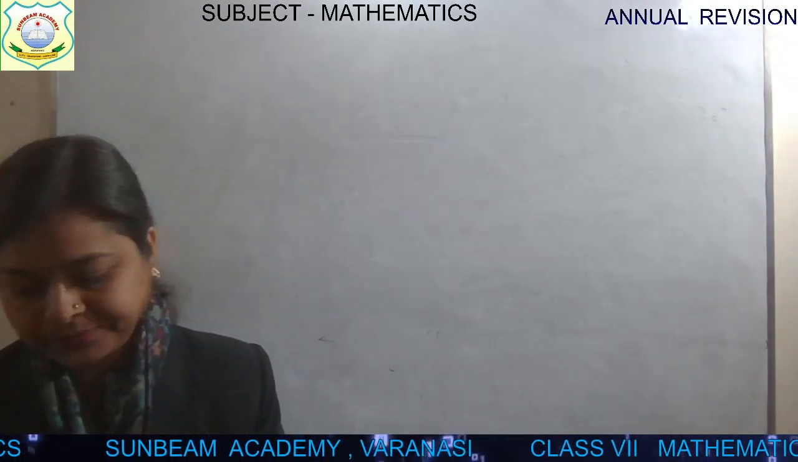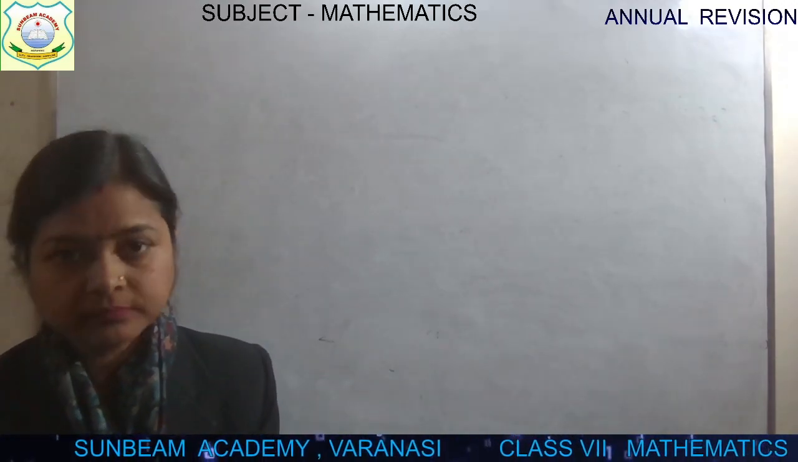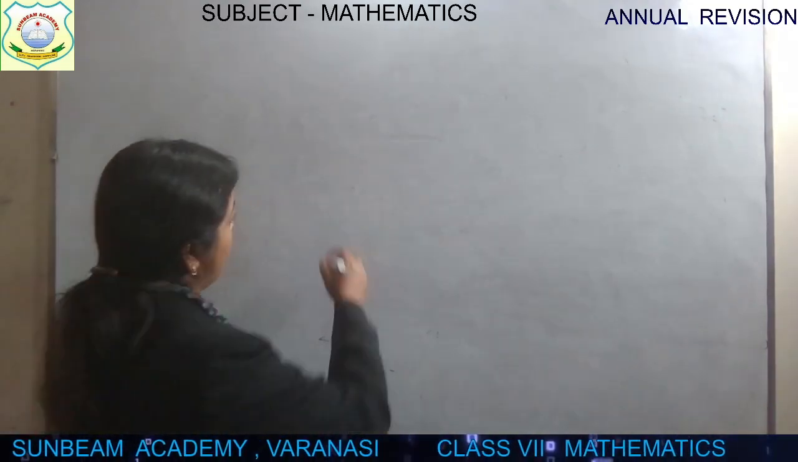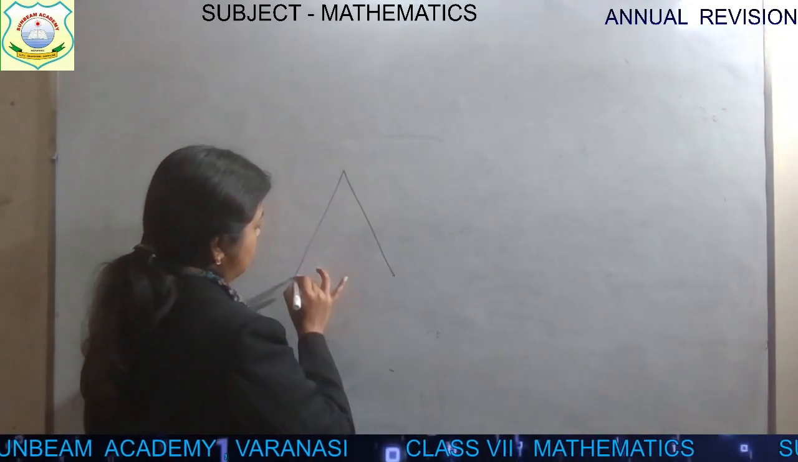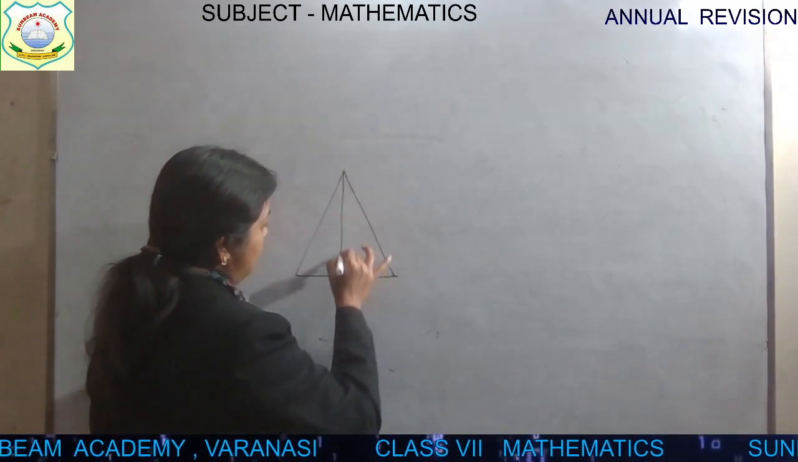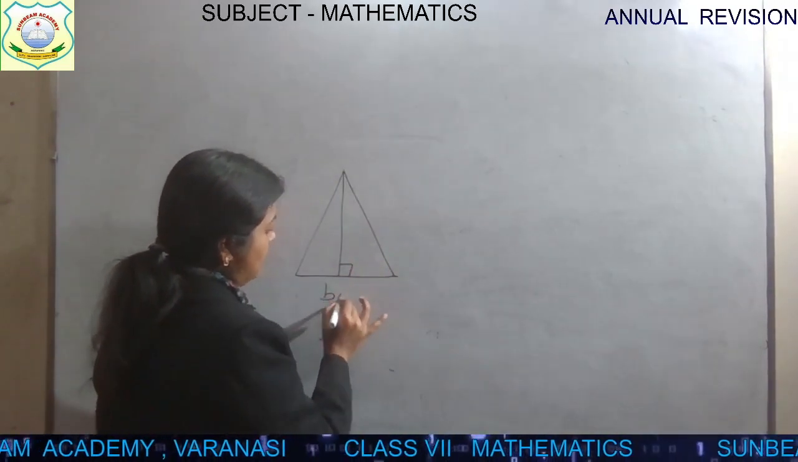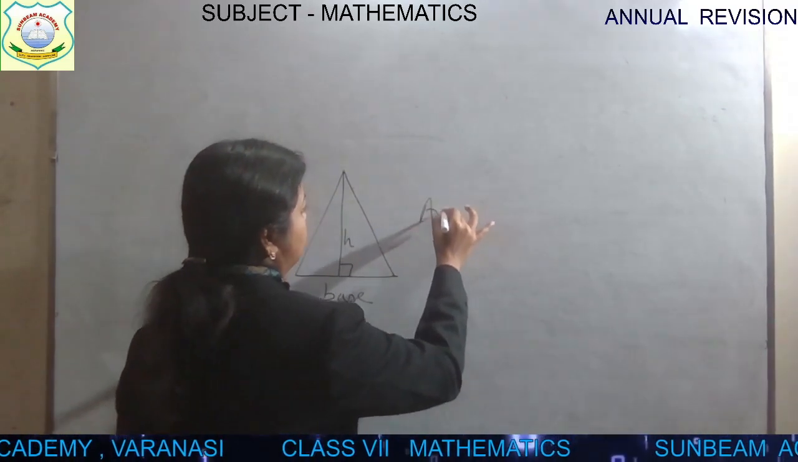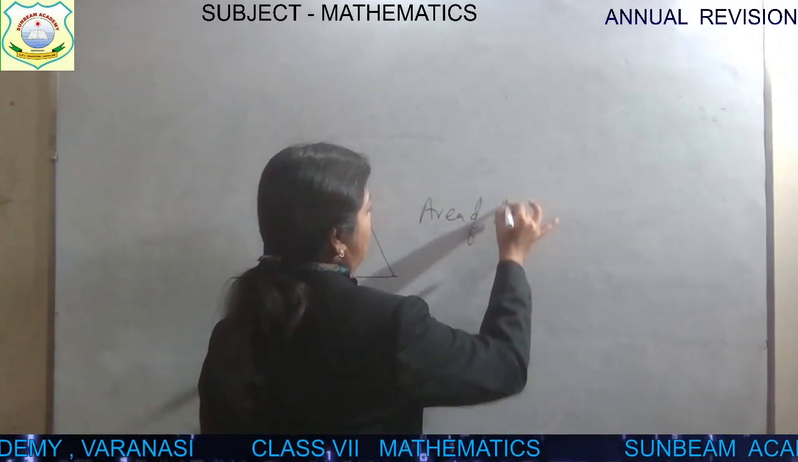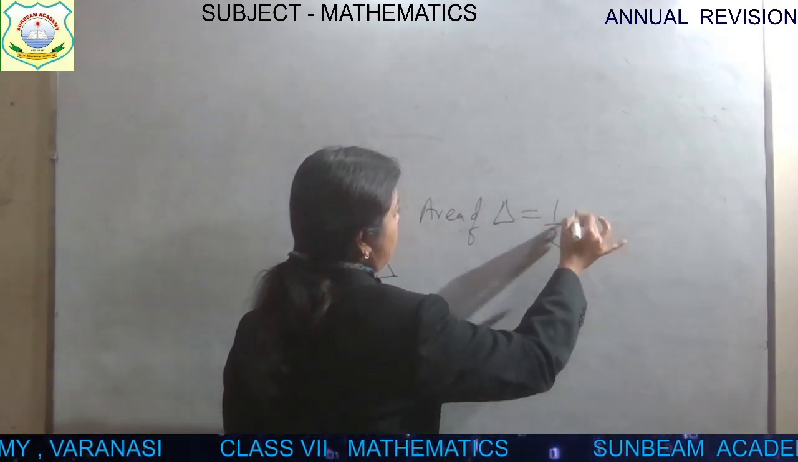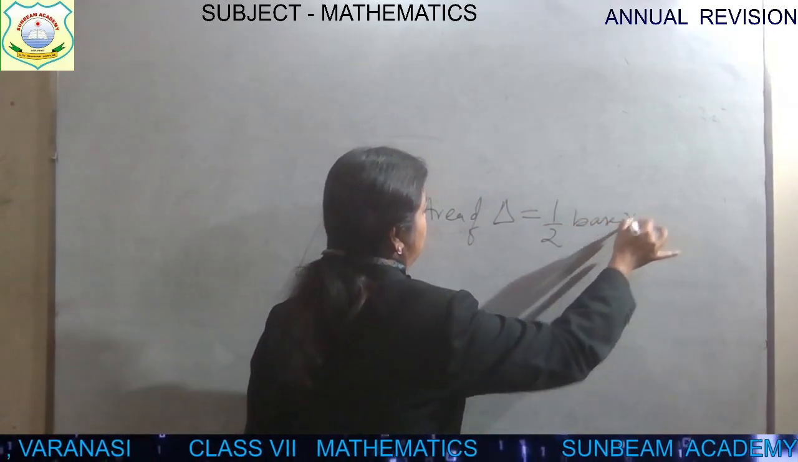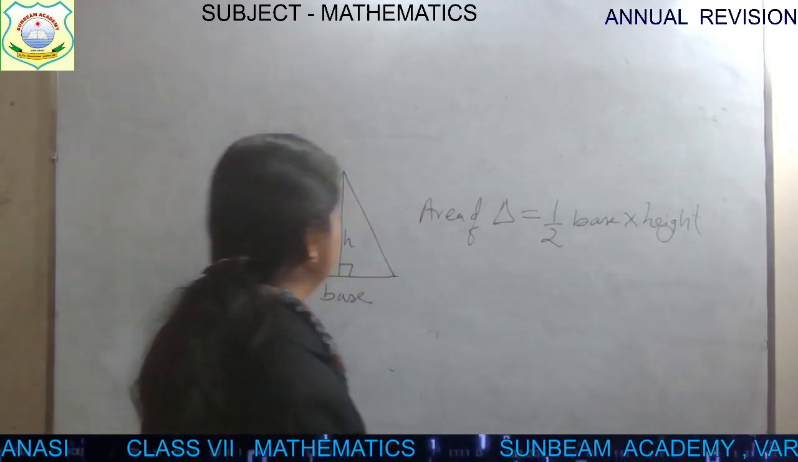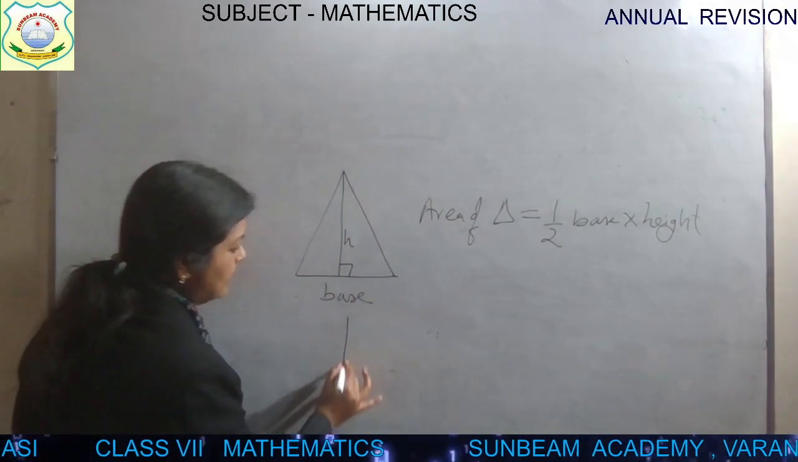So next part is triangle. In triangle, children, half of base into height. If this is given, and this is the height, this is called as base and this is called as height. So area of triangle is equal to half of base into height. Half of base into height. ठीक है.